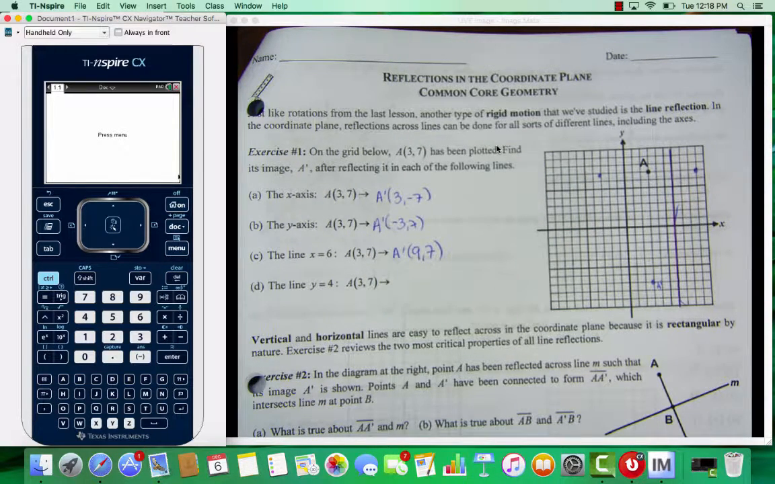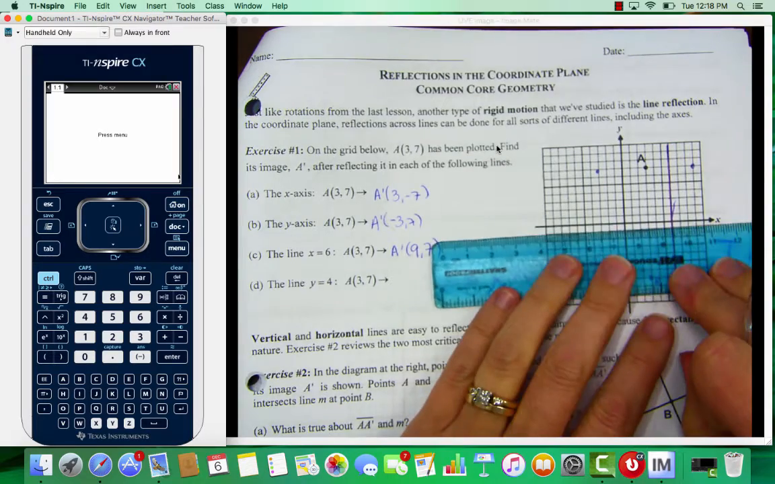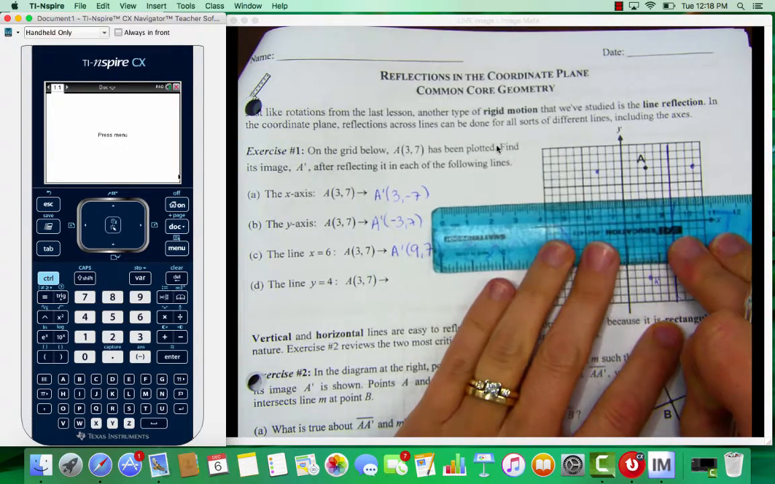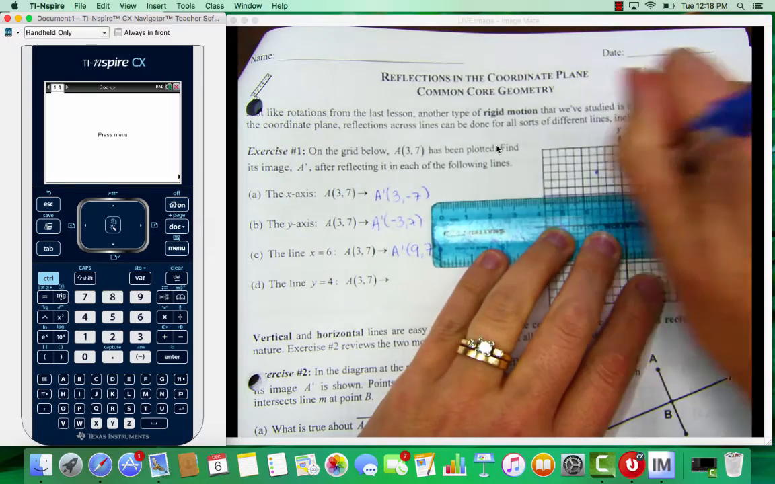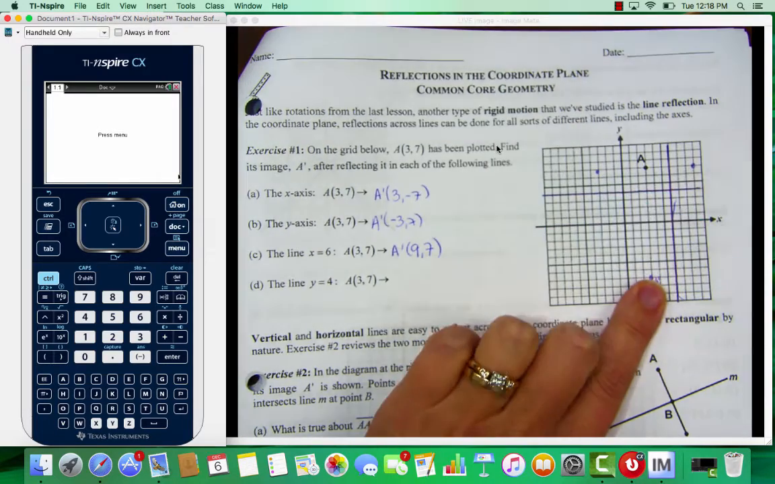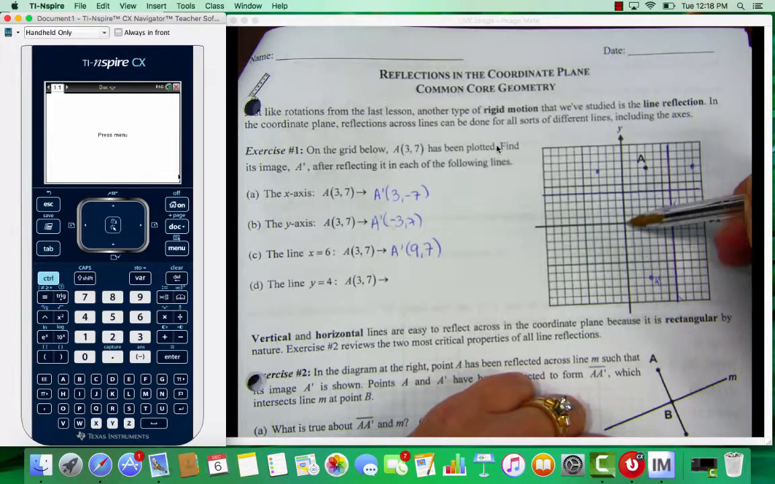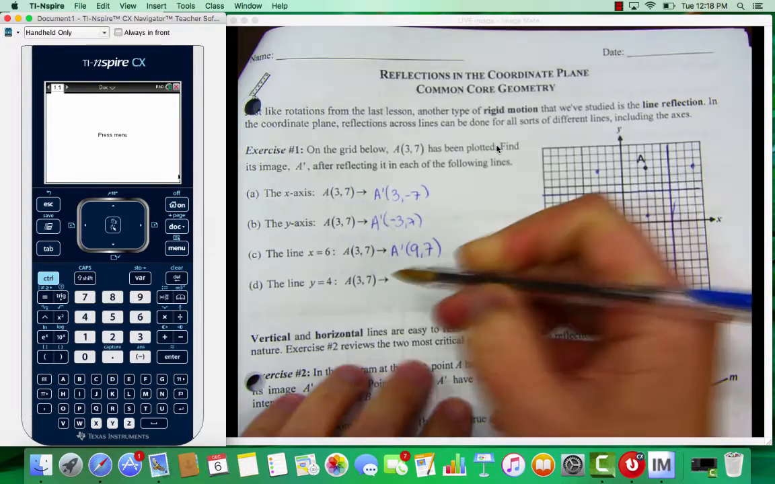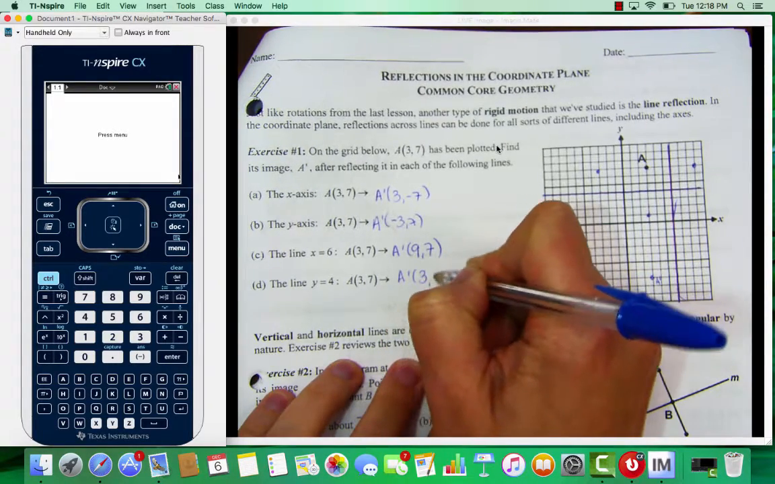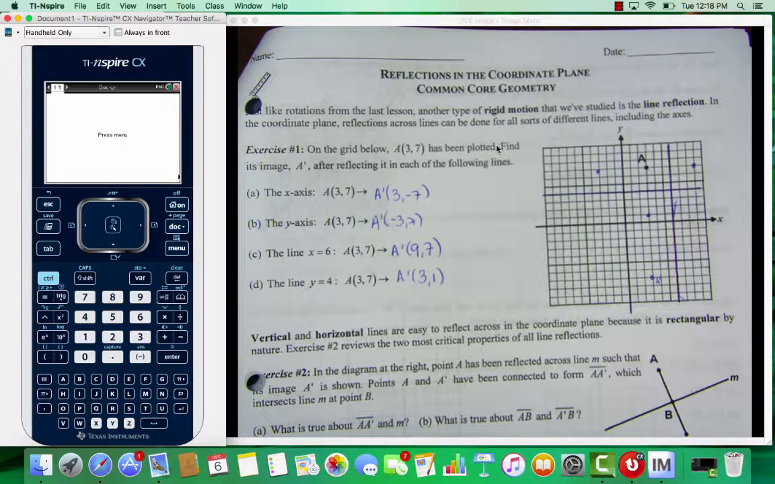All right. And then we also want to reflect point A over the line y equals 4. This is the line that only hits the y-axis at 4. So it's going to be a horizontal line that touches the y-axis at 4. In this case, point A is 3 units above that line, so we're going to bring it 3 units below. That point is going to have the coordinates 3, 1. All right, so again, horizontal and vertical lines are easy to reflect over because it is rectangular in nature.